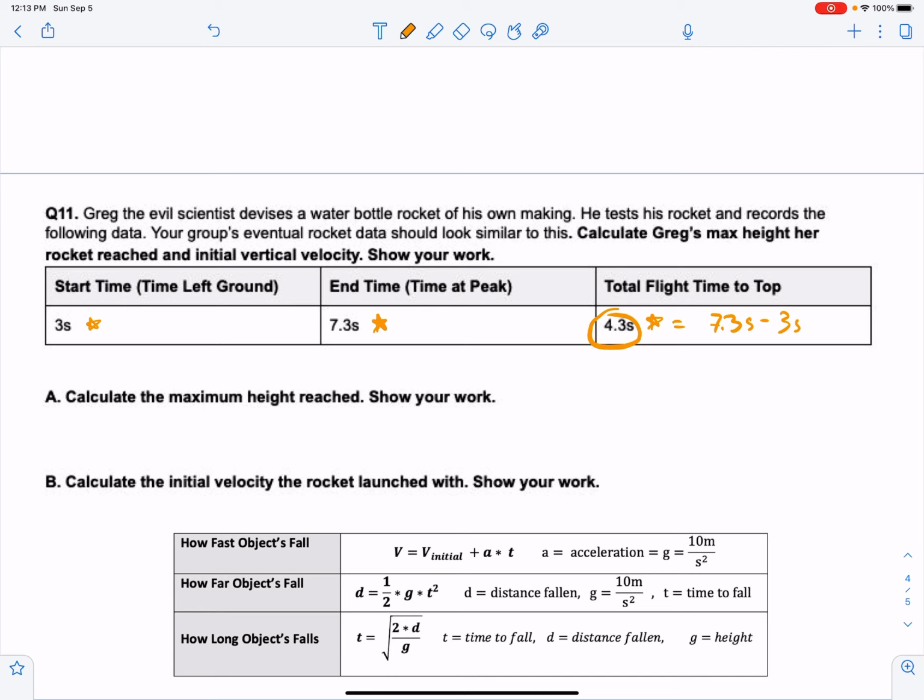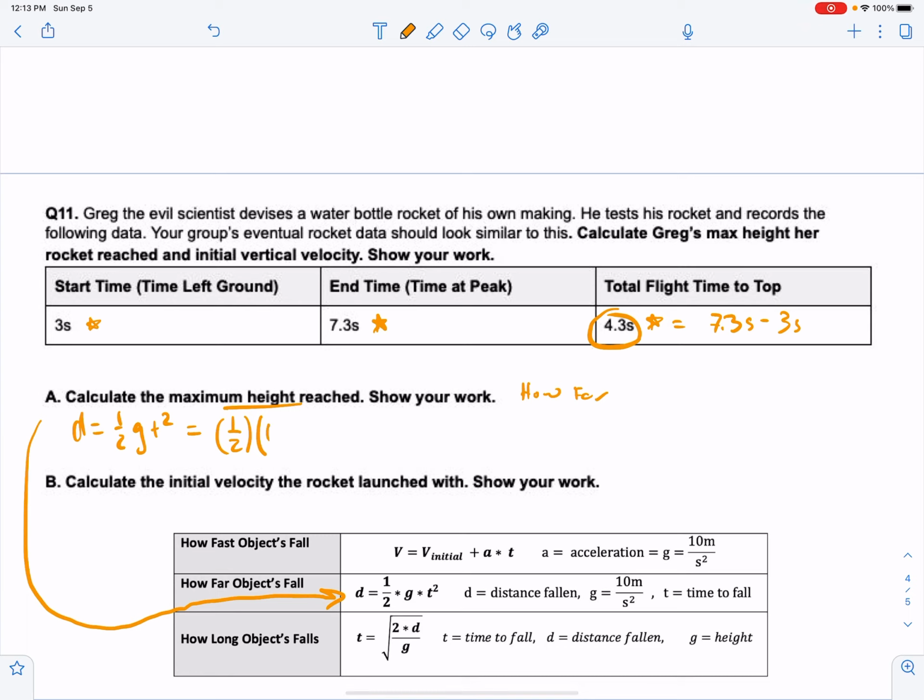Calculate the maximum height reached. Show your work. Well, height reached is how far, right? So we're looking for distance, using this equation down here. All right, so let's write that equation. Distance equals 1/2 g t squared. All right, we have 1/2 times g.